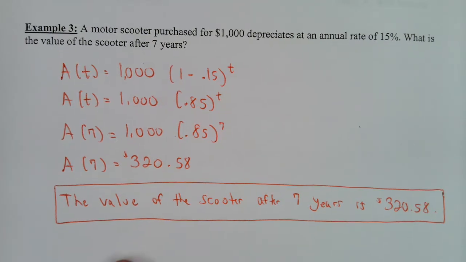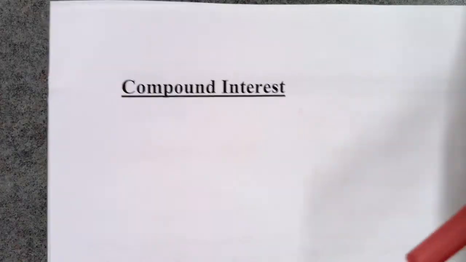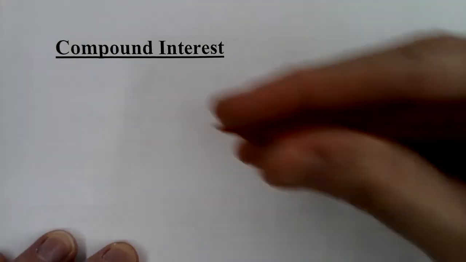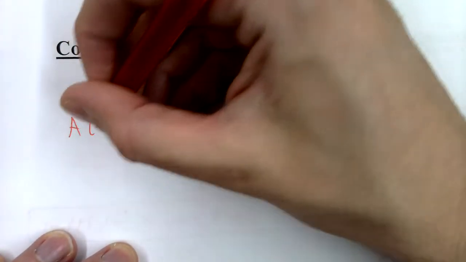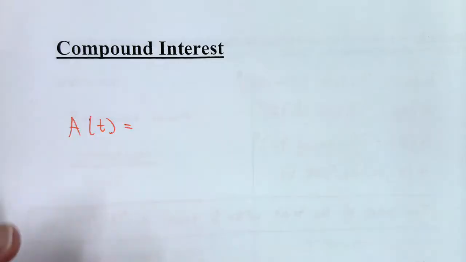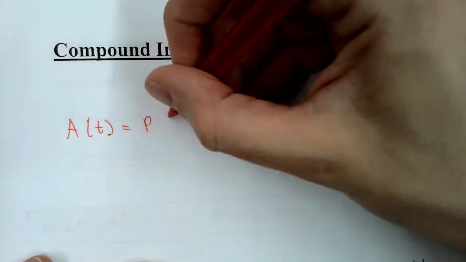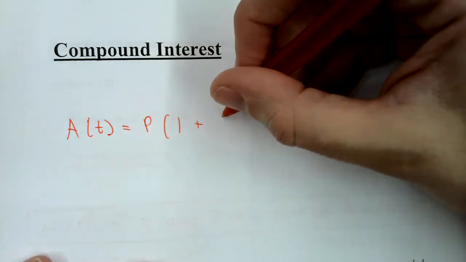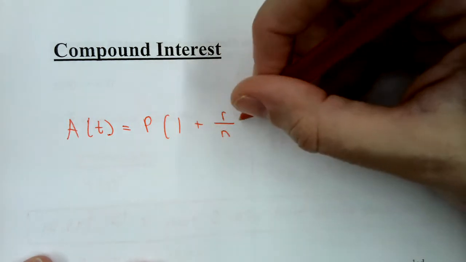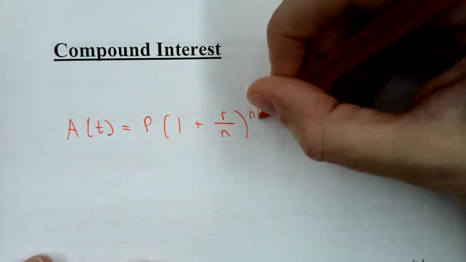Next, we're going to do compound interest. Compound interest is when you earn interest on your interest. So if you have an investment and it's gaining interest, you don't just gain interest on your original amount, you gain interest on your original amount and any interest earned previously. So here's the formula for that. A of t equals P times 1 plus your rate over the number of periods, n, raised to the n times t power.